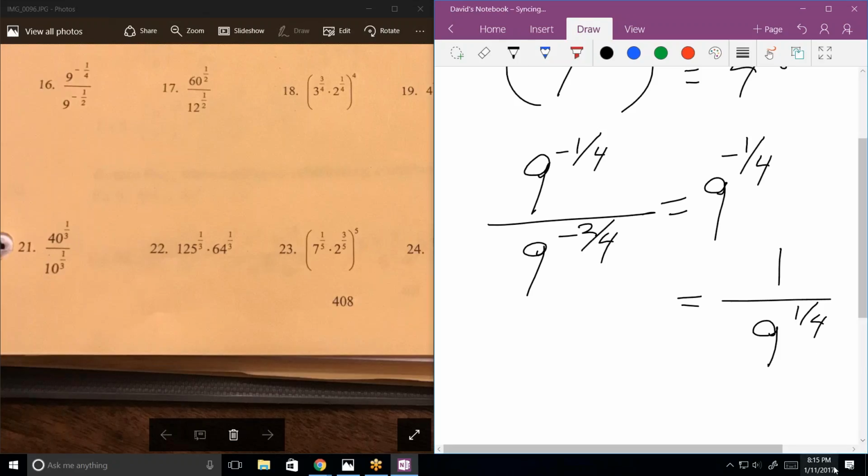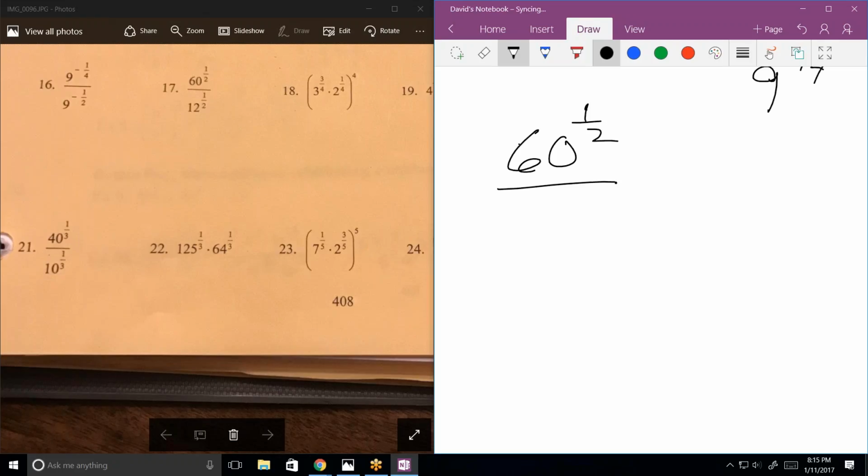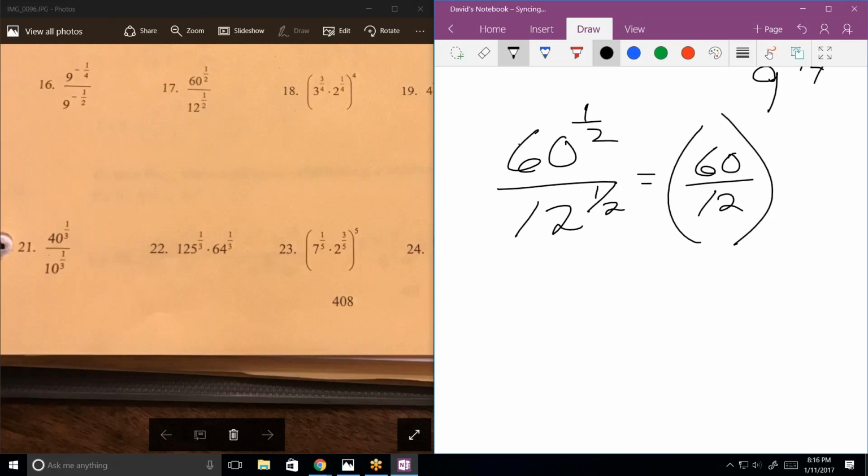And then would 17 just be 5 to the 1/2 power? Let's talk about that because this is the first one we've come across like this. We have different bases but the same exponent. Well, what that allows us to do is divide the bases and take the whole thing to that exponent. So the answer isn't 5. What is it?